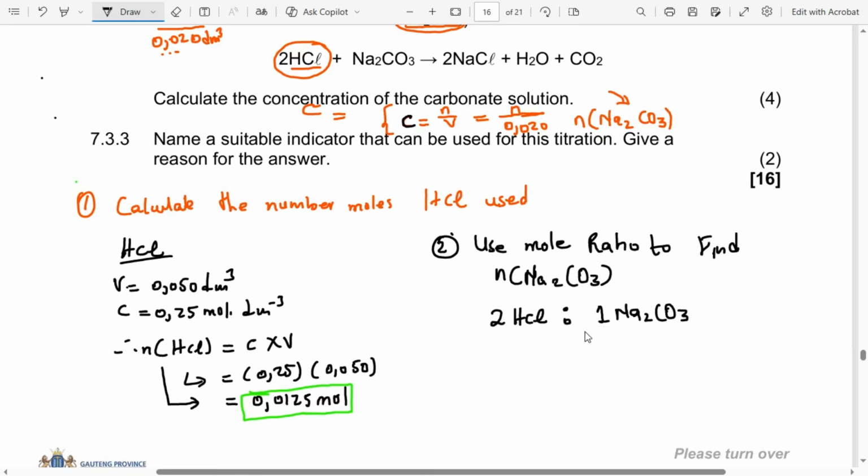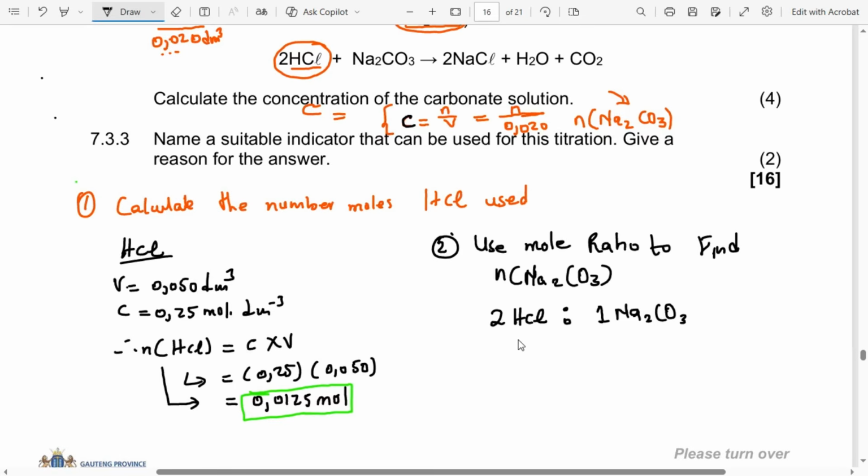Therefore, we are looking for the number of moles of this one. Let's make this the subject of the formula. Divide this by 1. Okay, I don't think that will work. Let me not put it like that. Let me just think how I can explain this correctly.